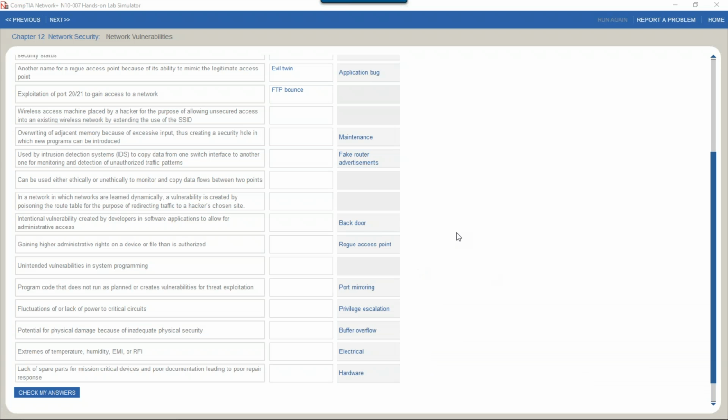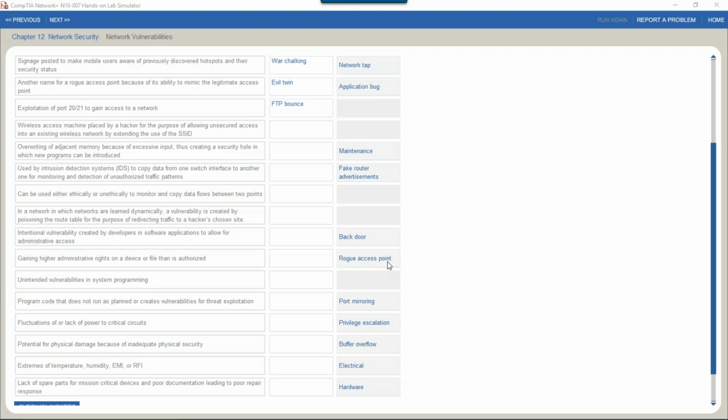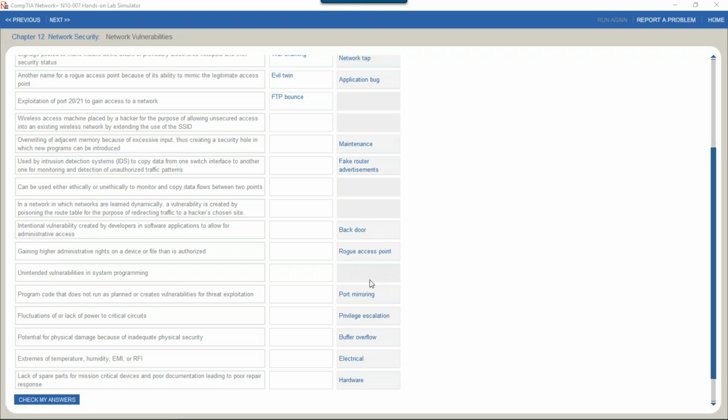Here's what gives this one away, right? There's only two of them. It's either going to be evil twin or it's going to be your rogue access point, right? None of these other ones really fit. Well, hold on, let's look at some of these other ones before we say that, okay? Let's go through this again. Wireless access machine placed by a hacker for the purpose of allowing unsecured access into an existing wireless network by extending the use of the SSID. So basically, you're either a rogue access point or you're an evil twin, one or the other. What else could it be?